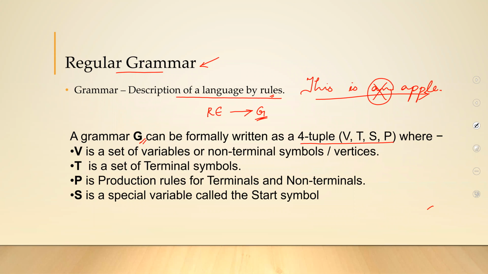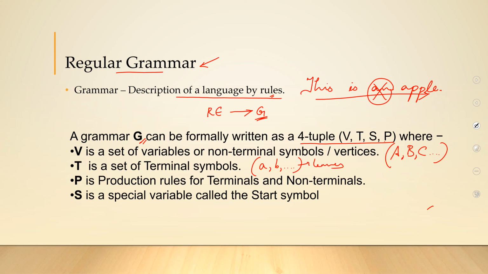You will have a V, a T, an S, and a P. So we will have something called variables or non-terminal symbols. You even call them vertices. They are usually denoted by capital letters. Then you have something called T. You call them terminal symbols, and you will be denoting them by small letters. Or you can say these are the leaves of your tree. You call them terminal symbols.